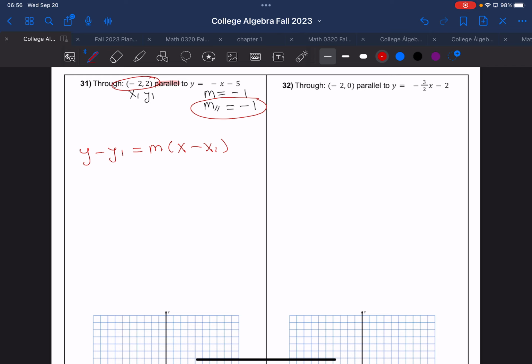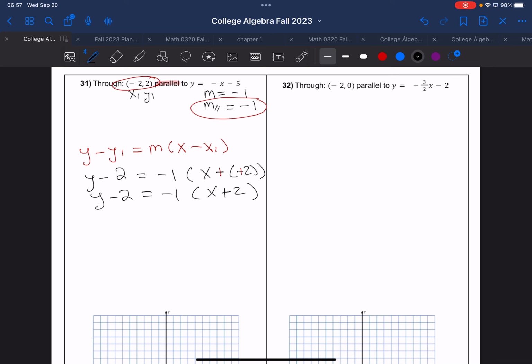Okay. So plugging everything in, I have y minus 2, so that's my y1, is equal to negative 1, that's my new slope, times x minus x1. Since my x1 is also negative, I'm keeping it in parentheses. Okay. Now I just simplify. So remembering PEMDAS, I do everything in the parentheses first. So minus a negative turns into plus a positive. So I have y minus 2 is equal to negative 1 times x plus 2.